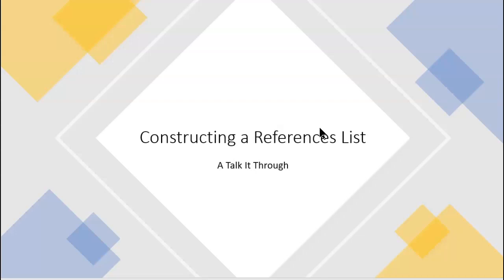So before I begin this video, what I want you to do is to make sure that you have accessed and printed out, or at least have them available for you on your computer, the articles that I put in the assignment sheet, because I'm going to be using those as a basis for this talk it through. Then you need to either have a piece of paper and a pen so that you can begin constructing your references list by hand, or you need to have an open document on the computer.